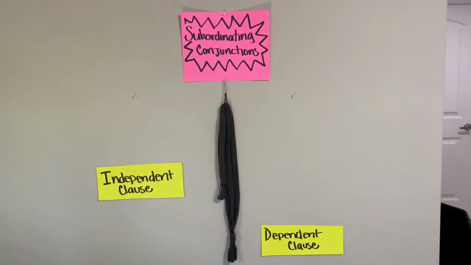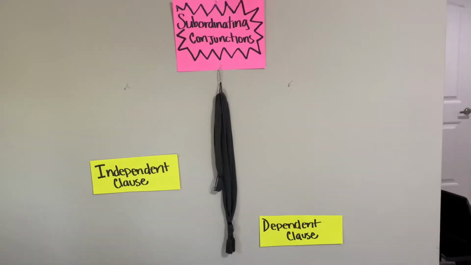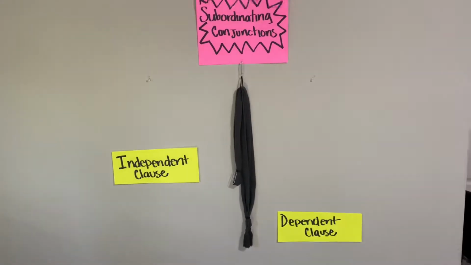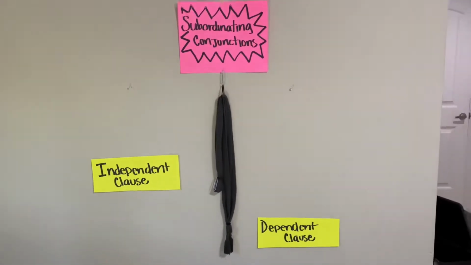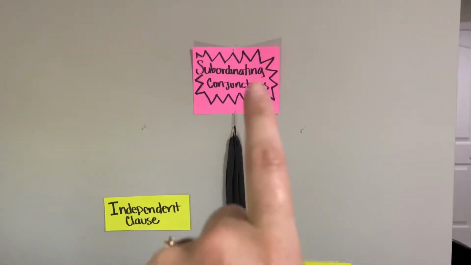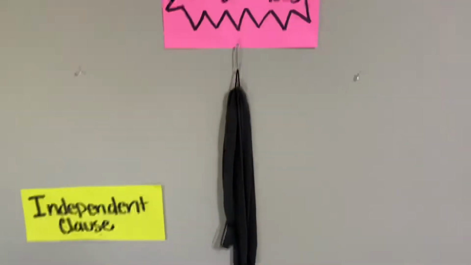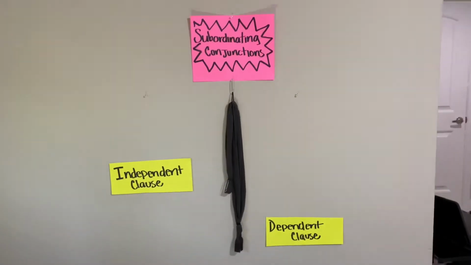So today's lesson is going to be about complex sentences. So we've learned about compound sentences. We have learned about independent and dependent clauses. And so now we're going to focus on subordinating conjunctions to make a complex sentence.